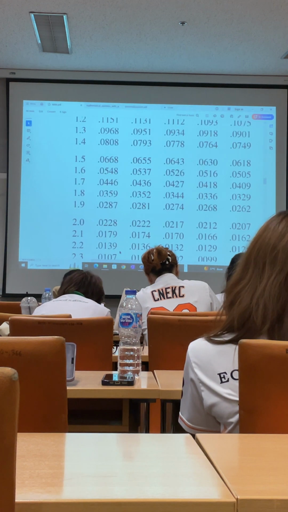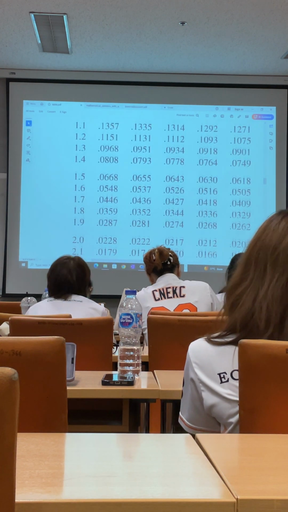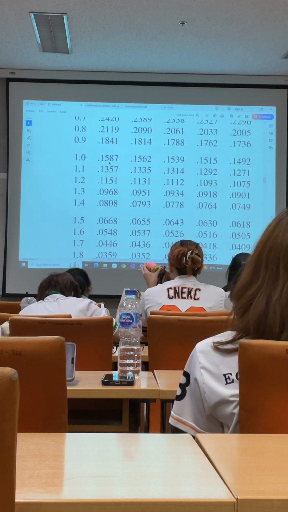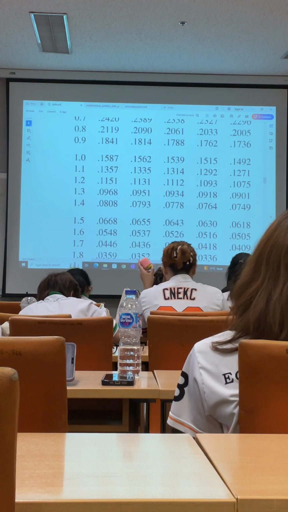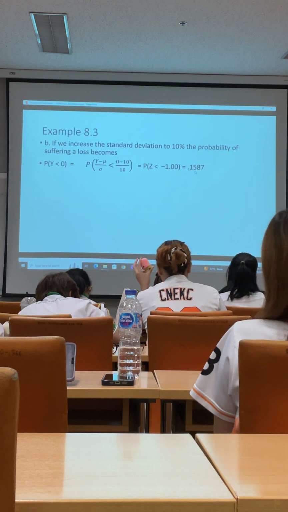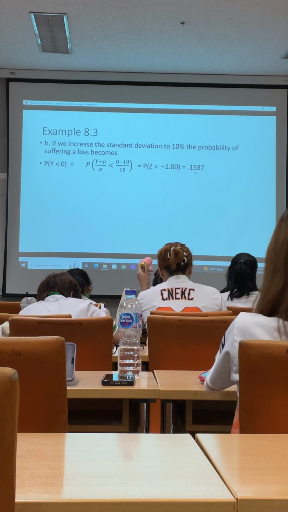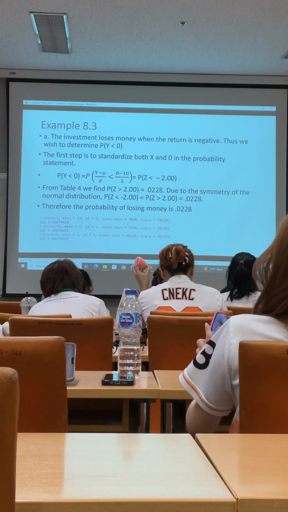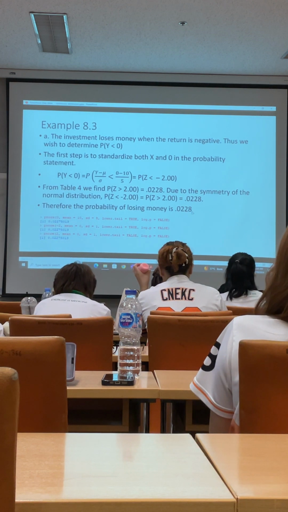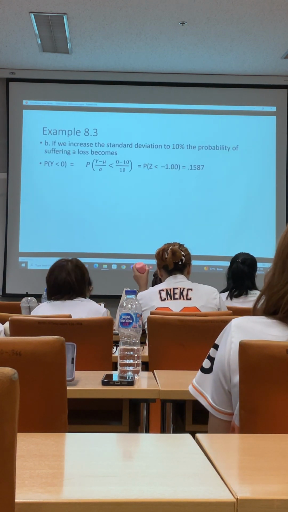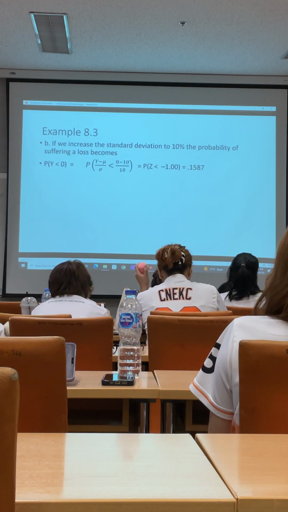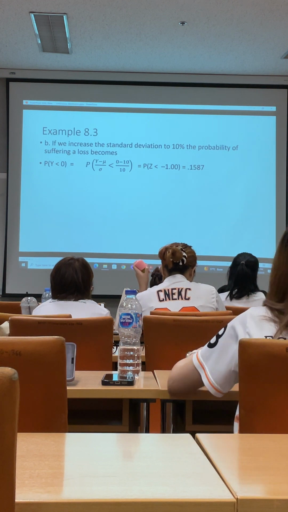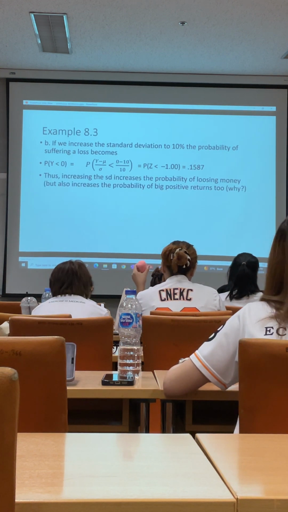So if you go Z greater than 1, you can see that it is 0.1587, and you can see that here, right? So you can see that when the standard deviation is 5, the probability of losing money is only 2%. But when the SD is 10%, then the probability of losing money increased from 2% to 15.87%, or almost 16%. So our intuition is correct.